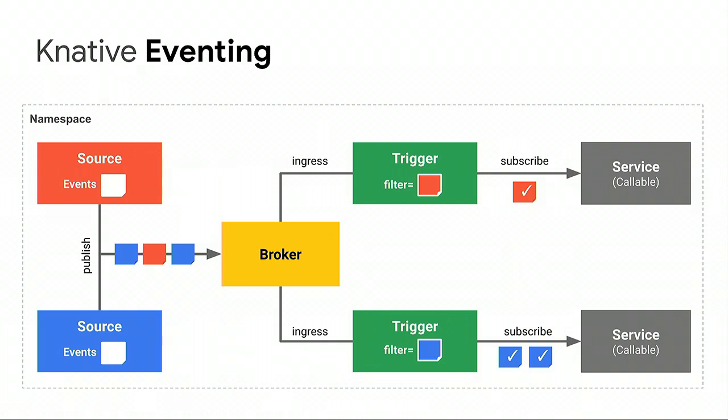So you create a trigger where you specify that the filtering is red, and now your service gets called only for the red events, and on the bottom side, you can probably guess that then that one gets only the blue events, right?